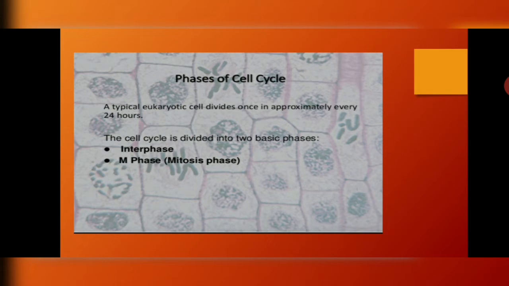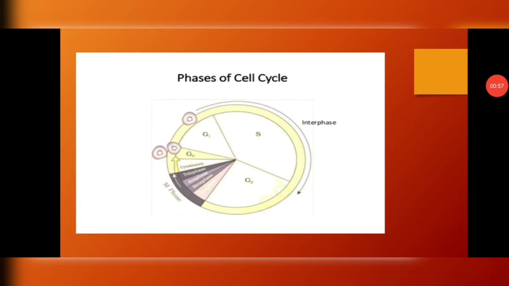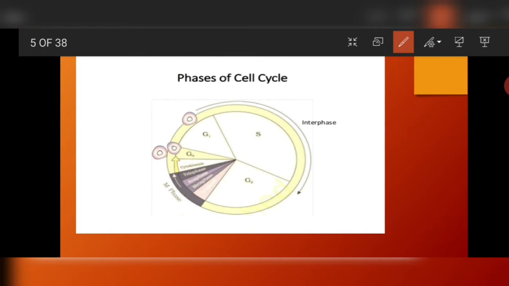There are different phases of cell cycle. In a typical eukaryotic cell, a cell cycle occurs for about 24 hours. A cell cycle, children, is divided into two phases, the interphase and the M phase or the mitotic phase. Let us see the various phases of a life cycle. As you can see in this particular picture, there is G0, G1, S, G2, and this particular phase which is known as the M phase.